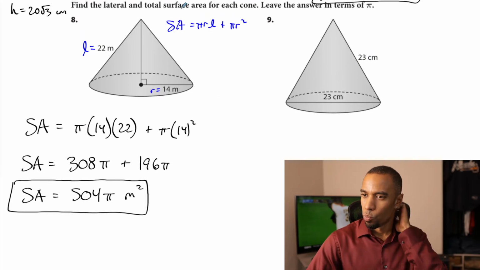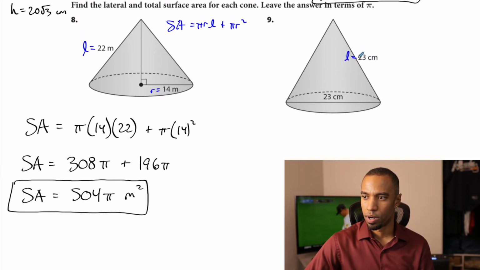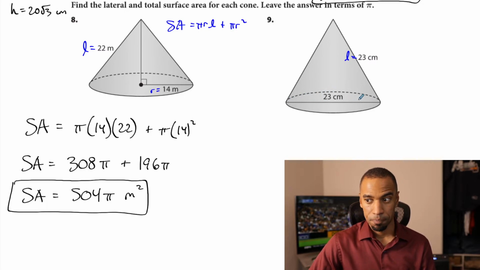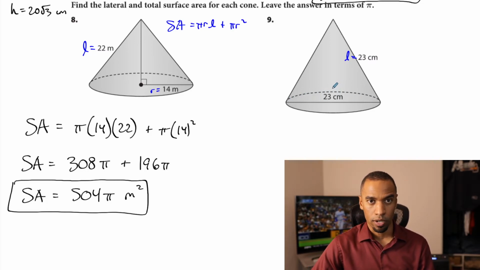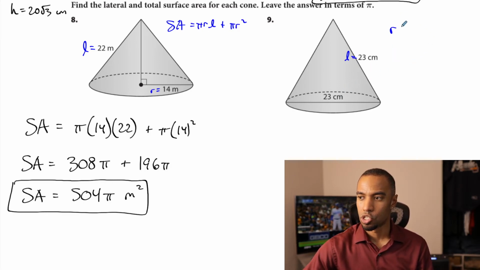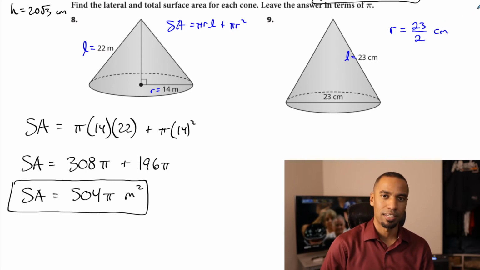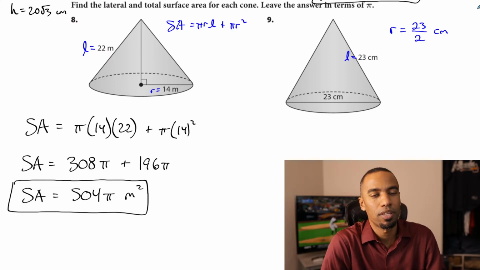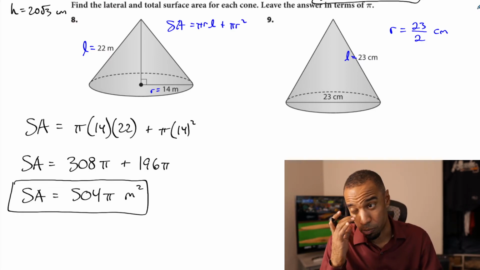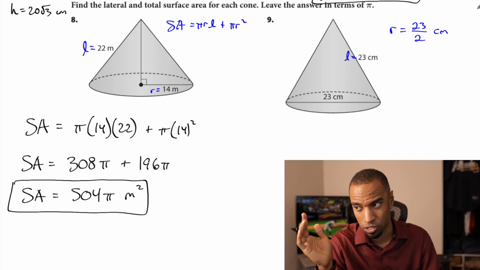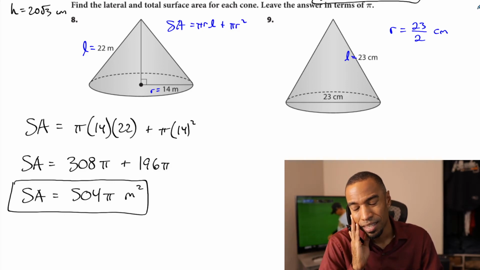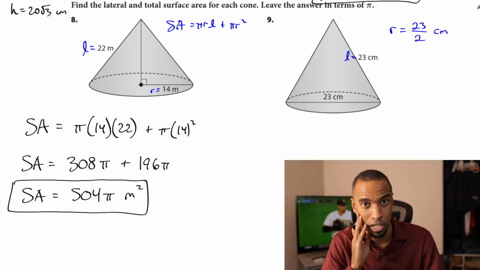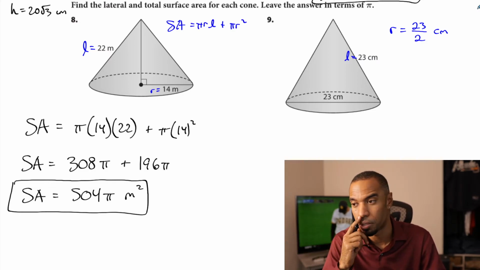Number 9, we once again have a slant height of 23 right there. The diameter is 23. The radius is going to be half of that, so the radius is 23 over 2 centimeters. A lot of you are probably trying to get that into decimal form right now. When I want to leave the answer in terms of pi, I like my fraction answers best because that means it's for sure an exact answer. It's your call. You'll get an exact answer regardless, but I'm going to leave it as 23 over 2. I'll give you the decimal version after, and you'll probably be satisfied with it.